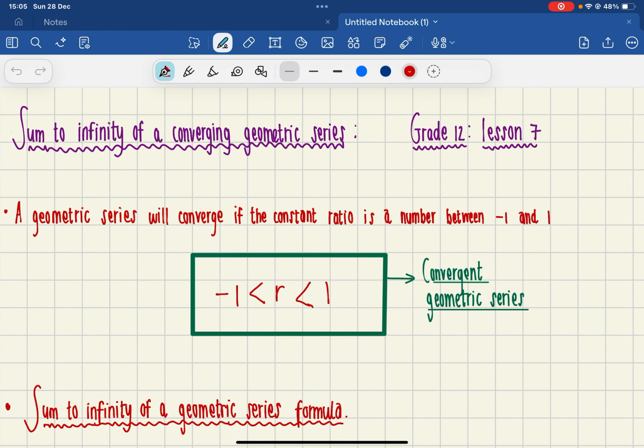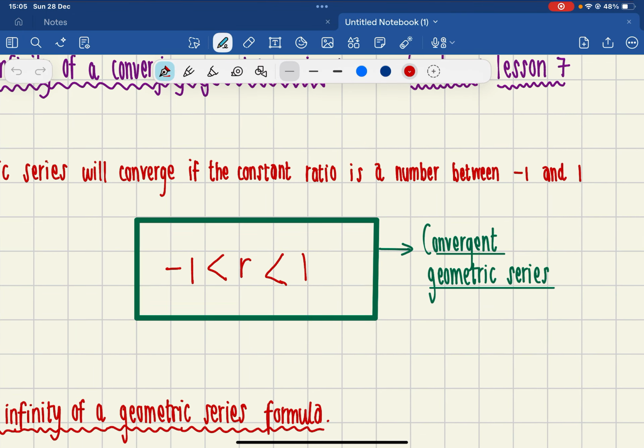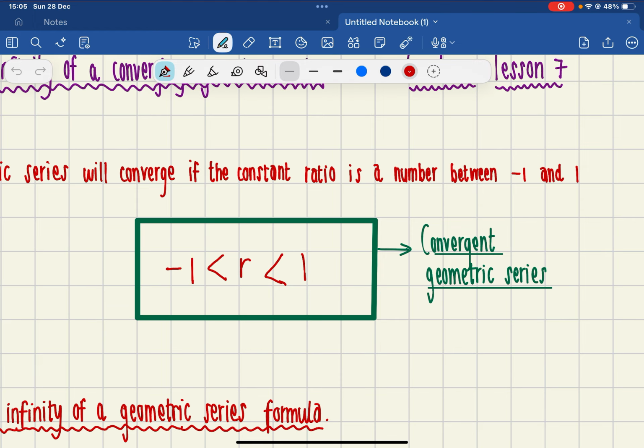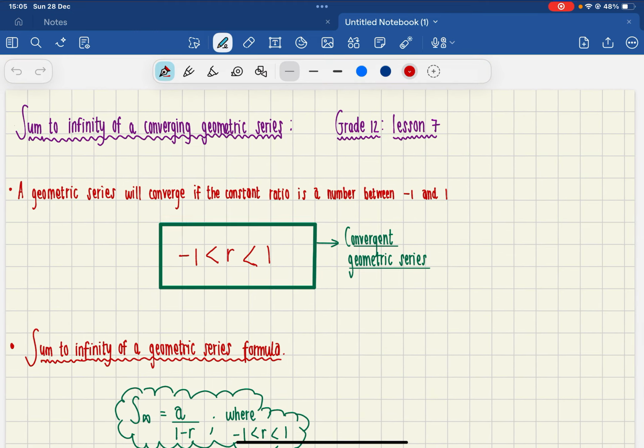So, boys and girls, a geometric series will converge if the constant ratio is between -1 and 1. As you can see in this big block that I've quickly highlighted and summarized for us, when they ask you when a series will converge, you will always use the fact that R, being the common ratio, has to be between -1 and 1, and that's when that series will be a convergent series.